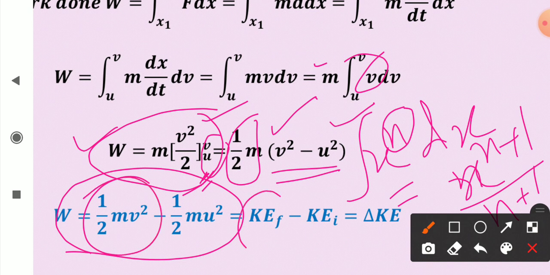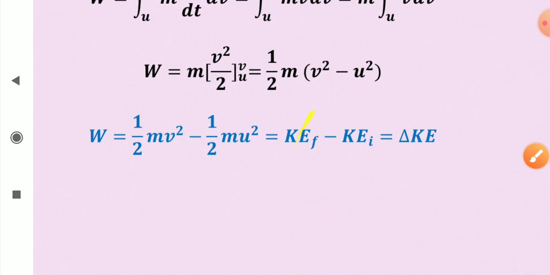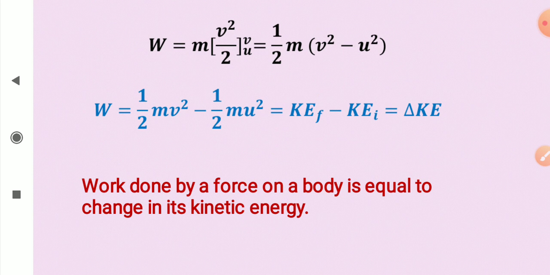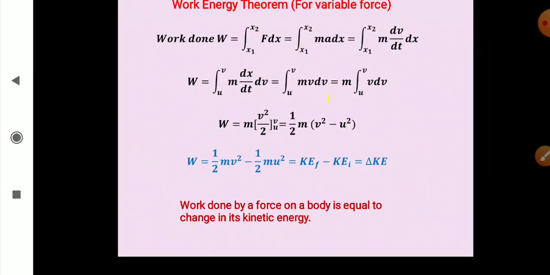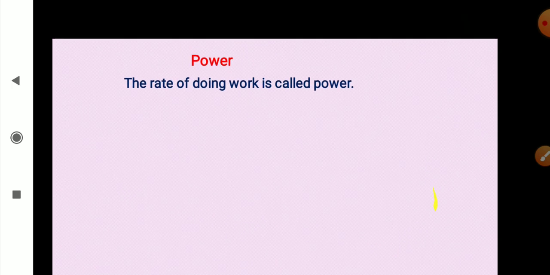This is the final kinetic energy, K final. This is the initial kinetic energy, K initial. So final kinetic energy minus initial kinetic energy is the change in kinetic energy. So we arrive at work done is equal to change in kinetic energy, or work done by a force on a body is equal to change in its kinetic energy: the work energy theorem. So we have proved this work energy theorem for constant force as well as variable force. It is applicable everywhere. So let us move to power.